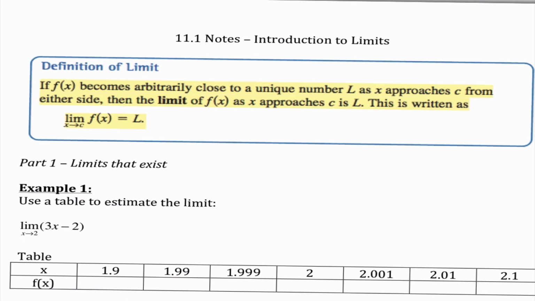The definition of a limit is: if f of x becomes arbitrarily close to a unique number L as x approaches c from either side, then the limit of f of x as x approaches c is L. And this is the notation we use to write this. I know this sounds kind of confusing, so I just want to break it down in a few different ways.